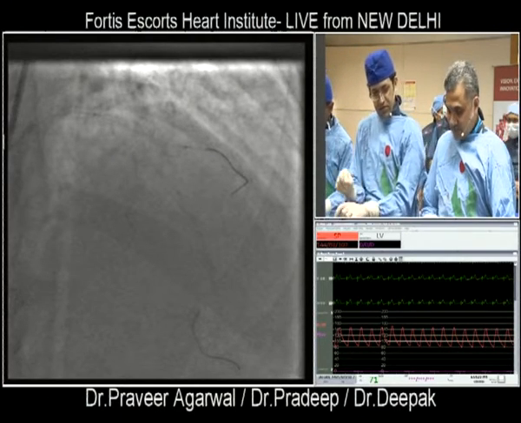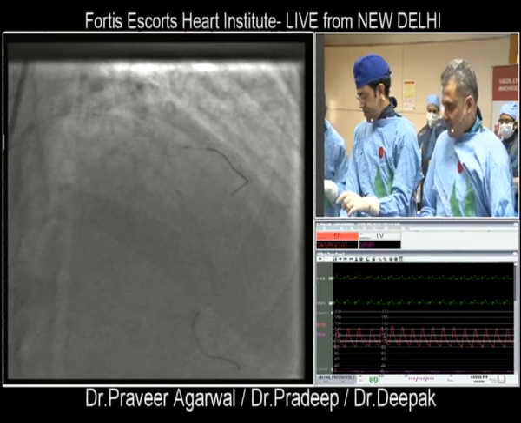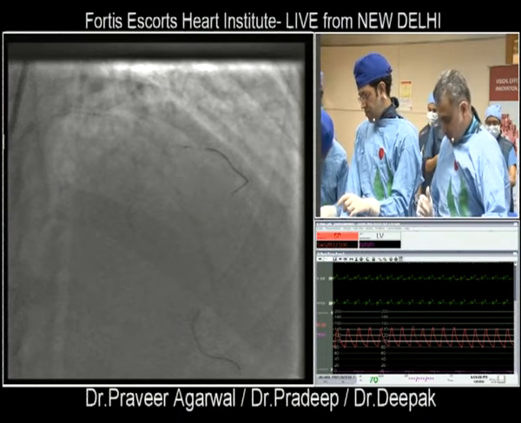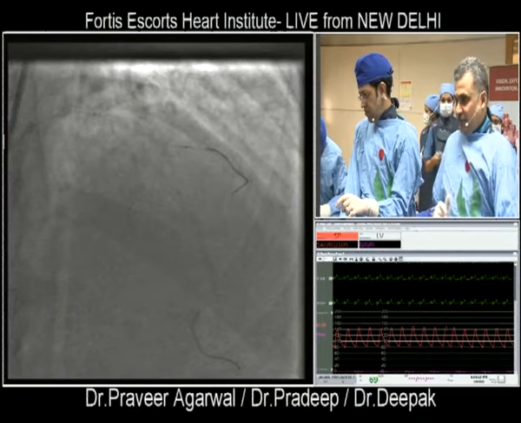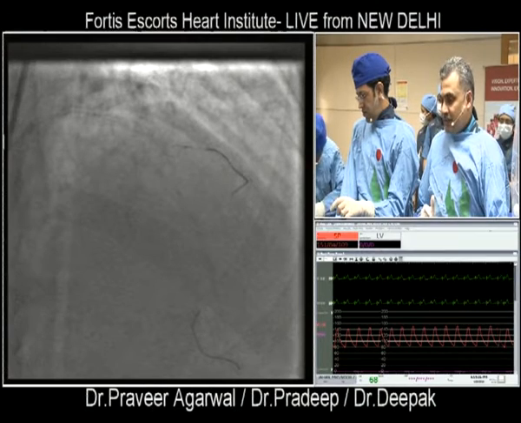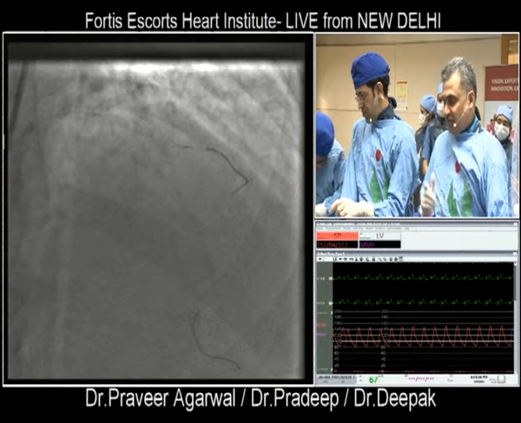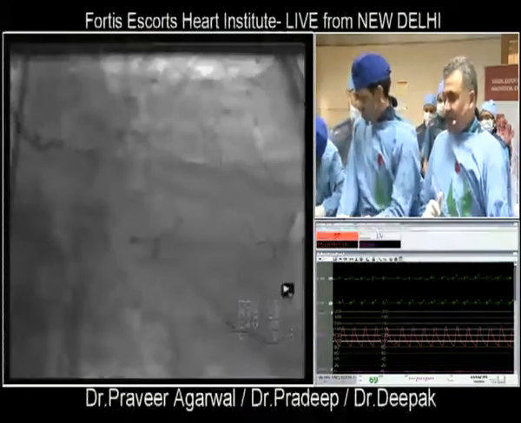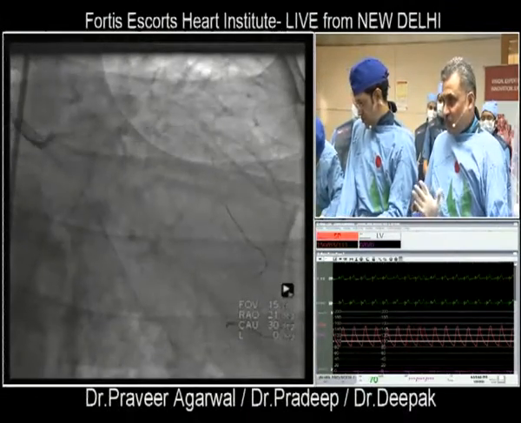Okay, that's fine. So first we'll do a scoring balloon or cutting balloon, whichever is the preferred mode. You see, the result is very good once you use a scoring balloon or a cutting balloon. And in my opinion, because of previous stents in the left main and proximal LAD, the scoring balloon is a bit more friendly.